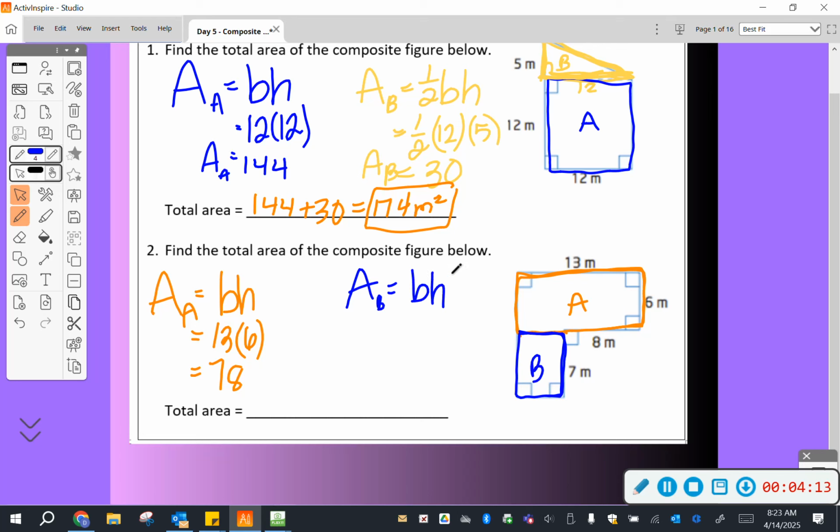So rectangle again is base times height again. But what is the base on the bottom? Be careful. 8 is right here. We know the whole thing is 13. How do we figure out this side right here? 8 plus 5 is 13. To figure out that 5, you would have done 13 minus 8, which is 5. What is the height of that blue rectangle? 7. And 7 times 5 is?